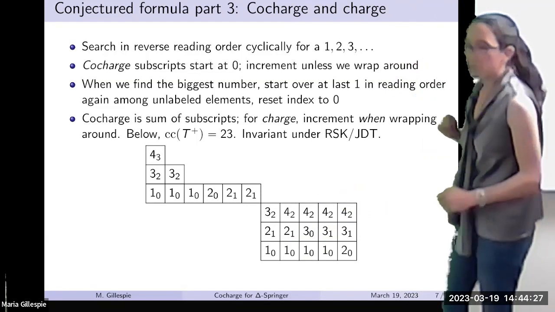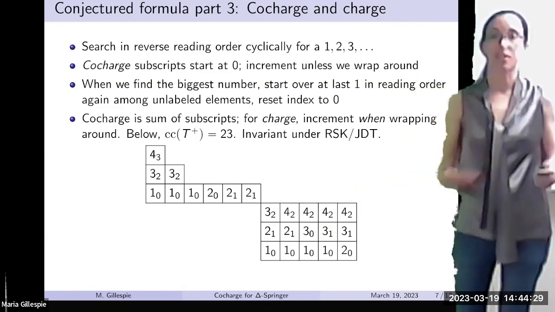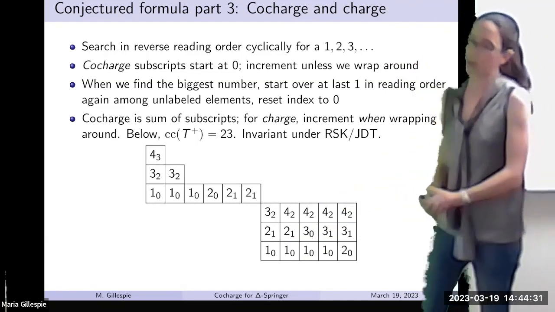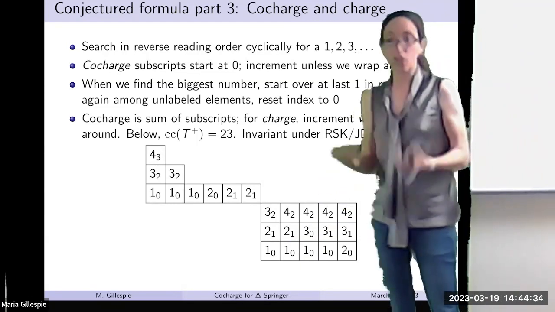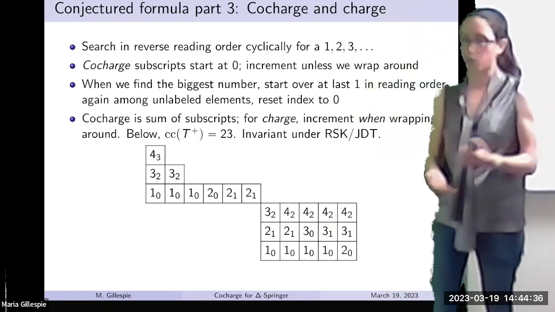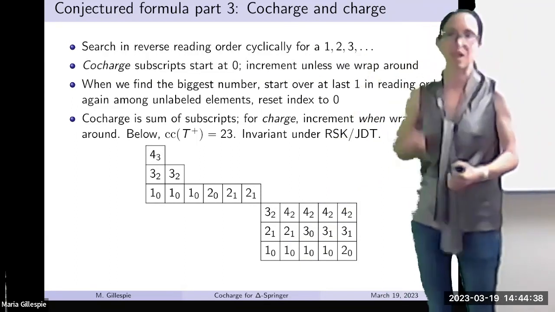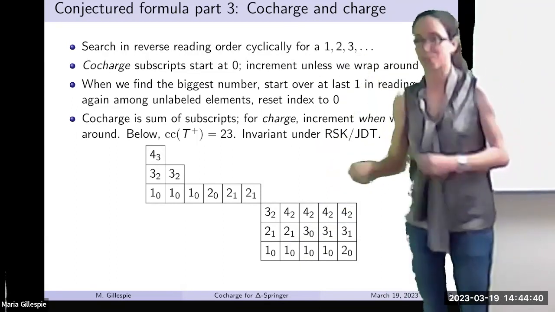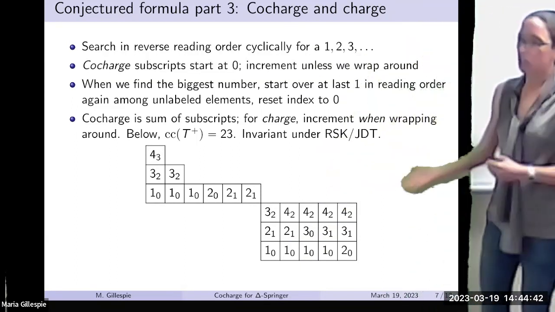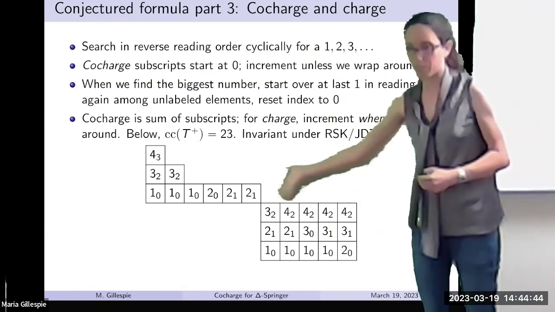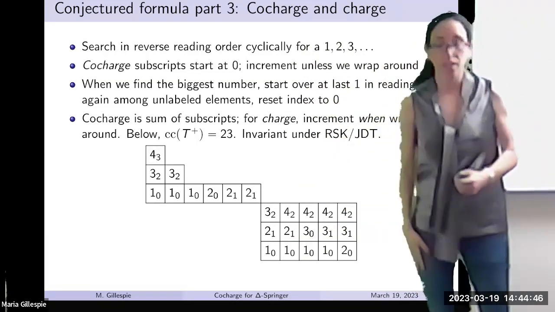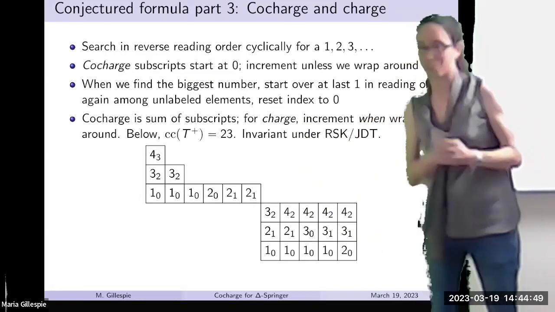And finally, when it's all labeled, the cocharge is defined as just the sum of the subscripts that we've put there. And for the charge, which is the sort of dual of cocharge, you increment when you wrap around, and you don't increment if you don't wrap around. So they're just dual constructions. So here, the cocharge of our T plus is 23. If you add up all those subscripts, it's quite a large one.